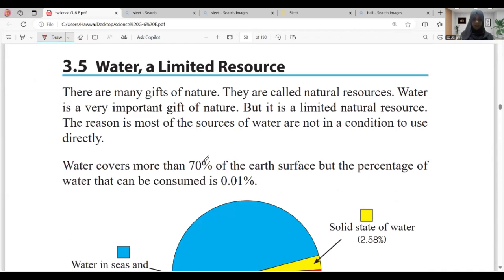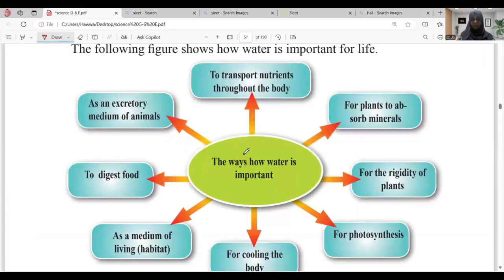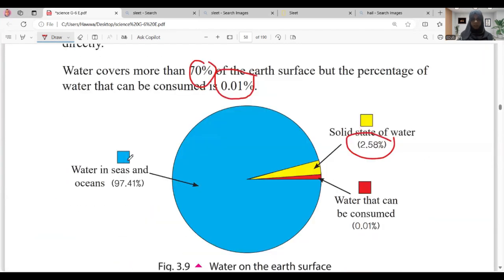Right. So here we see 70% of Earth's surface is covered with water, but we can consume only 0.01% because solid state of water is 2.58%. Then seawater has the majority, 97.41%. So obviously, you can't drink water with a high amount of salt. That is not even healthy, okay? And the consumable water is 0.01%. Out of that 0.01%, there is so much water pollution also.